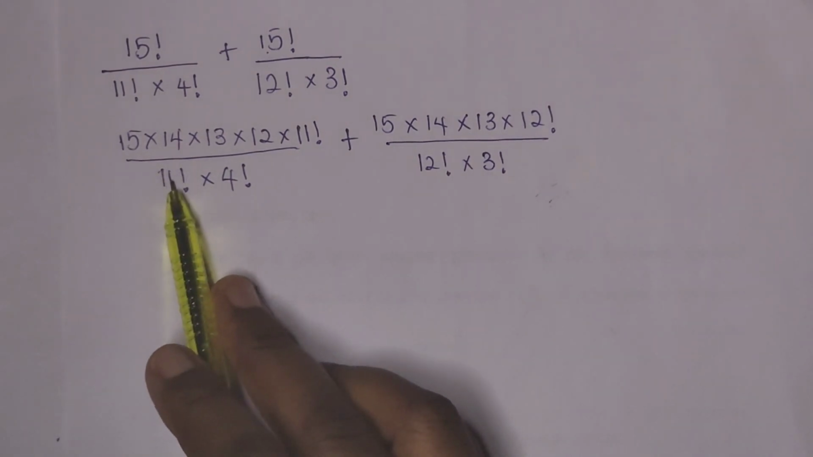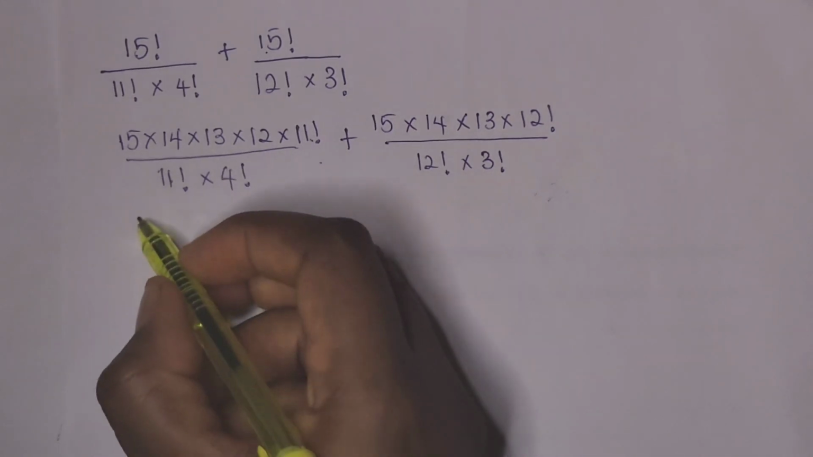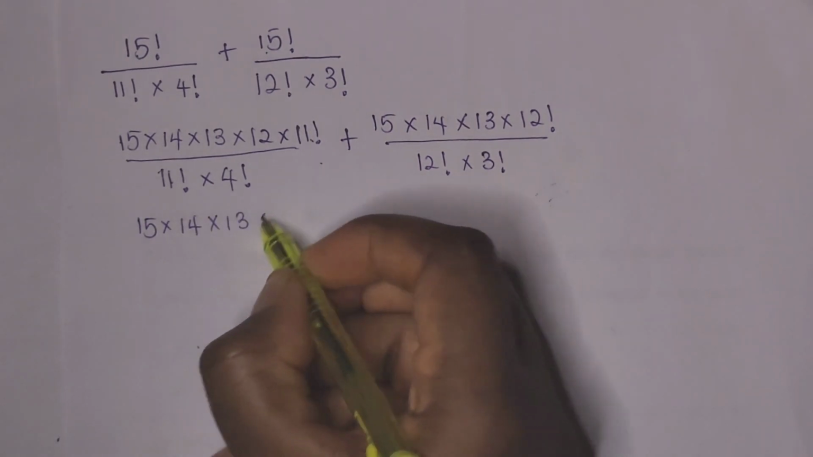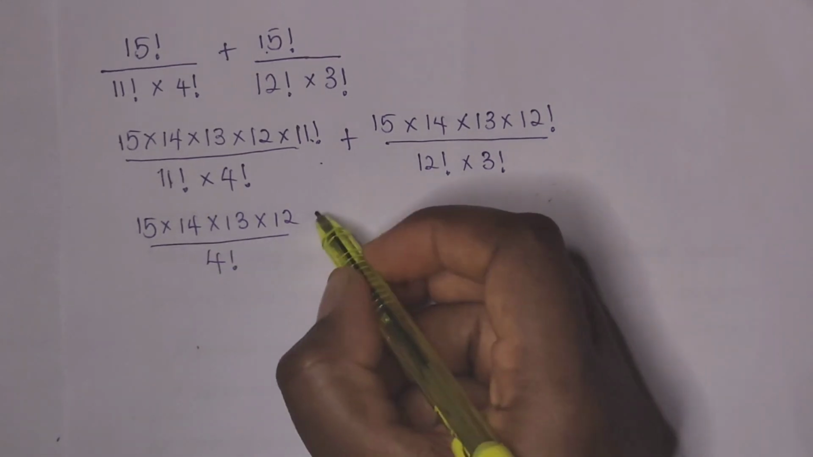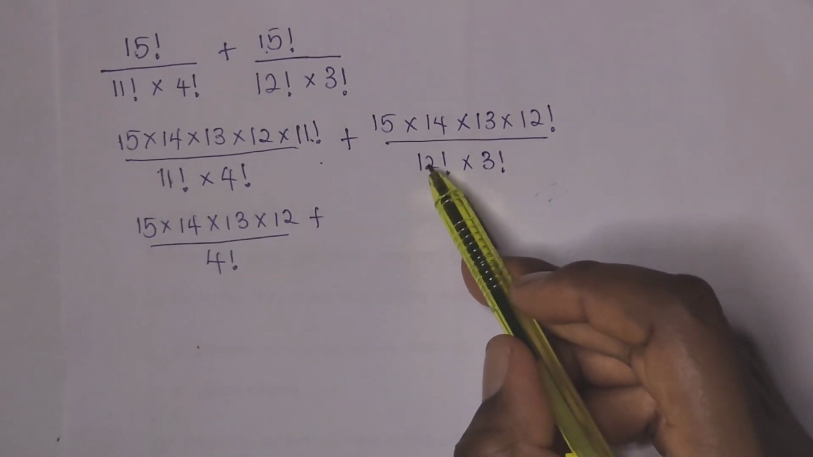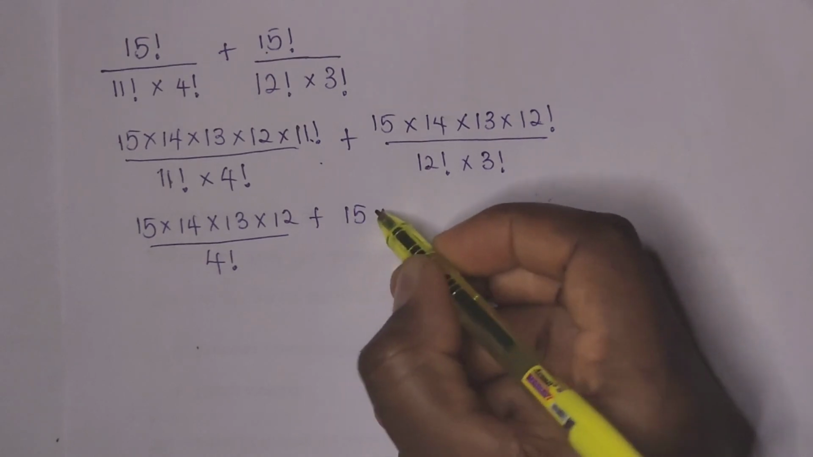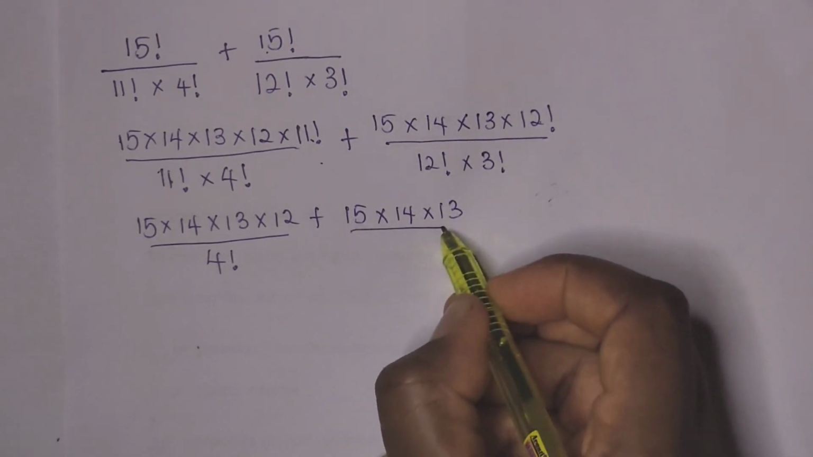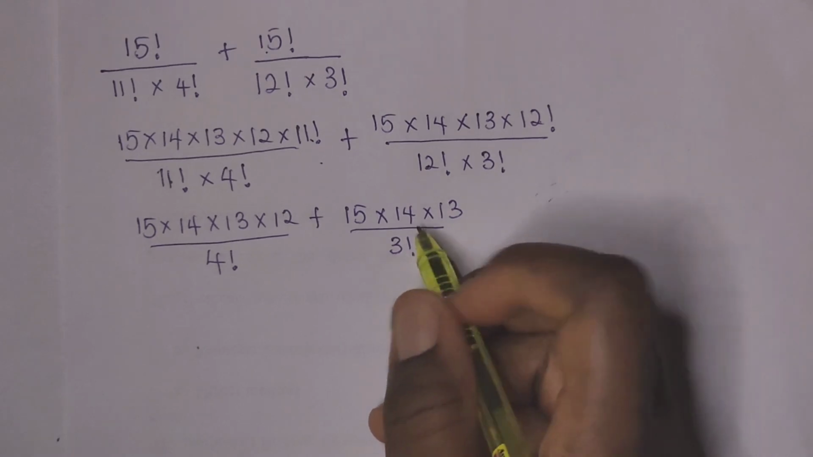So from here, this 11 factorial cancels out this 11 factorial. We then have 15 times 14 times 13 times 12 all over 4 factorial. Plus, the same thing happens here. This 12 factorial cancels out. We have 15 times 14 times 13 all over 3 factorial.